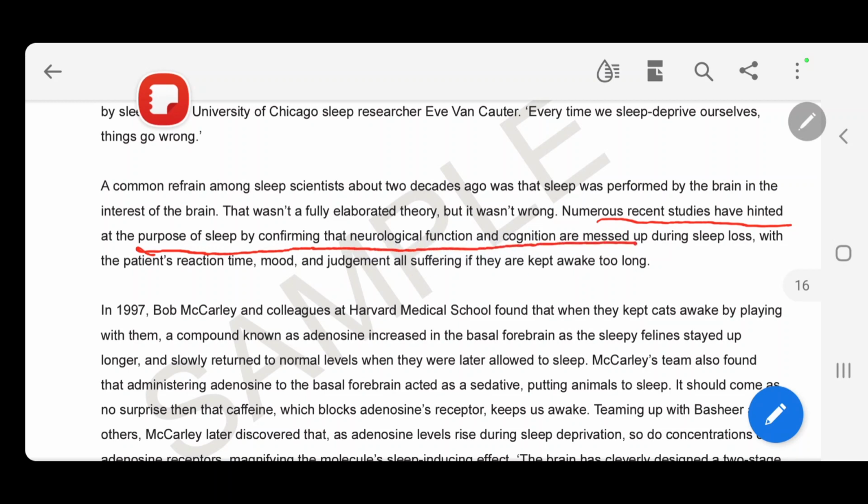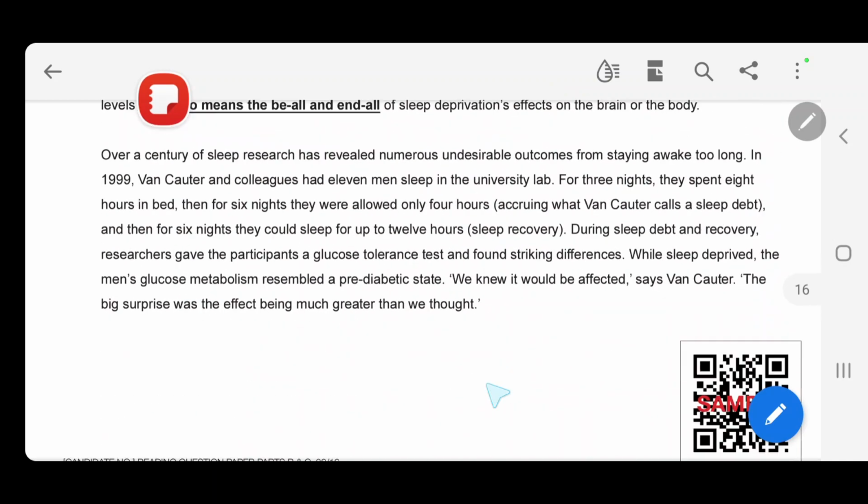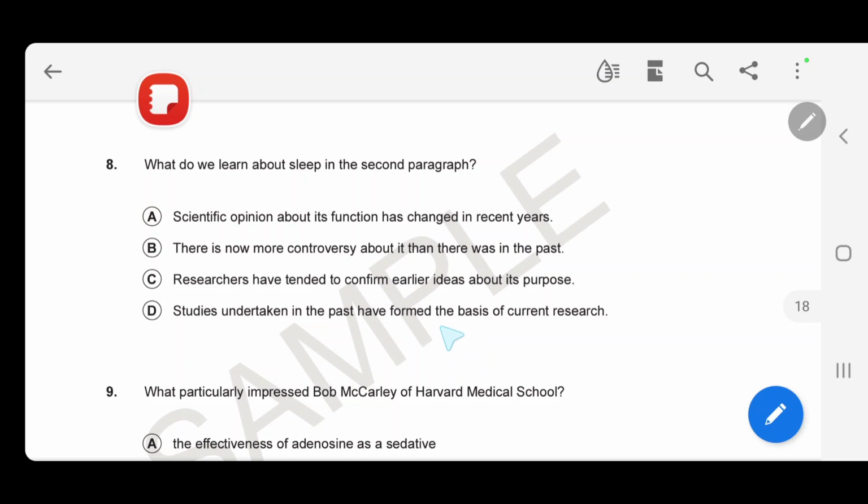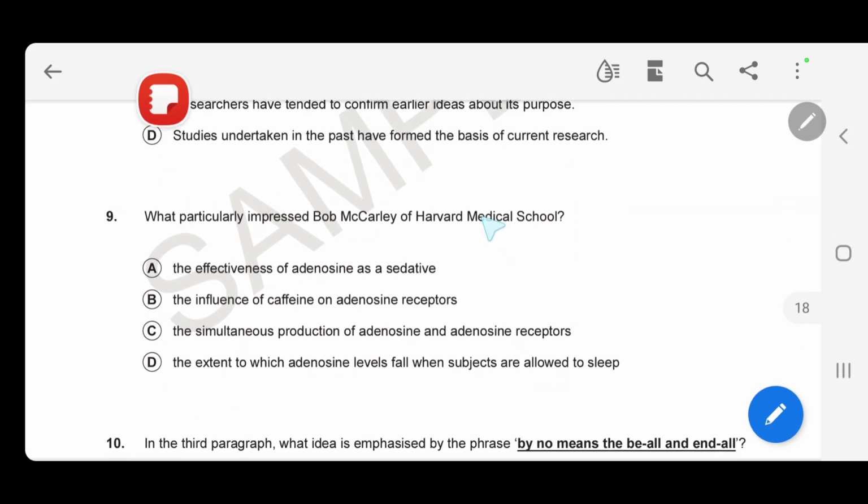Okay, so you can see the options over here. Scientific opinion on function has changed in recent years, not mentioned. No controversy being mentioned. And 'tended to confirm', yeah, it was there, so we have to select that. Neither have they mentioned the basis of the research. Okay, so we can select that.